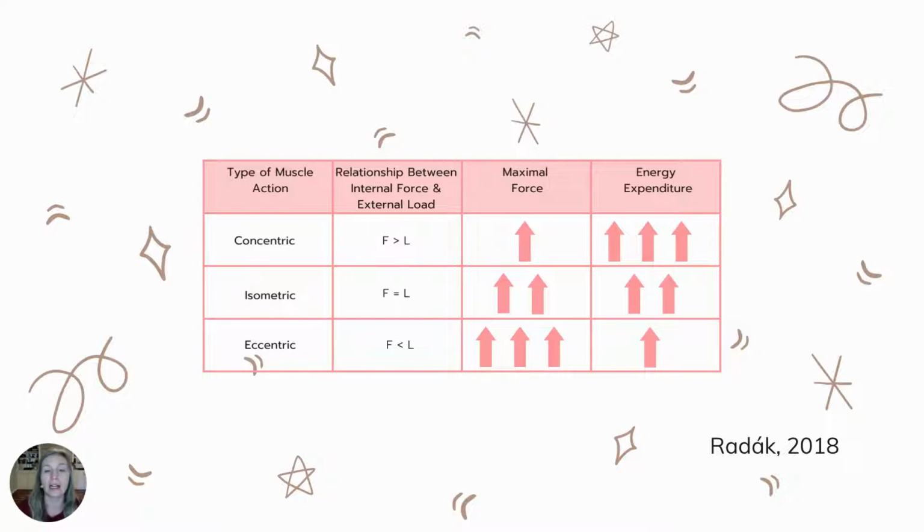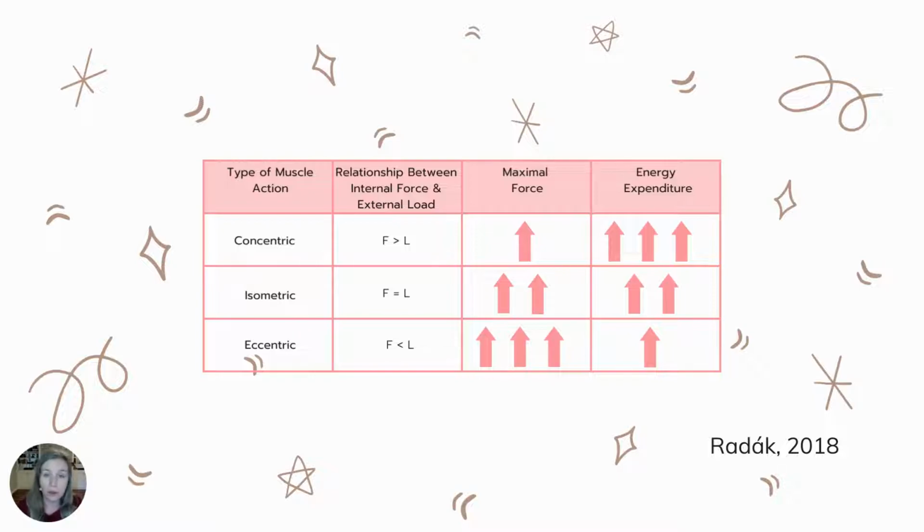And then finally, our eccentric muscle actions. This is where the internal force of the muscle is less than the external load. So remember, we've got a load that we've put on the muscle, and this is where we're trying to slow the motion down. We're putting the muscle into a lengthening position. So this is getting very, very close to maximal force because we are trying our best with our muscle fibers to control that action and that movement.